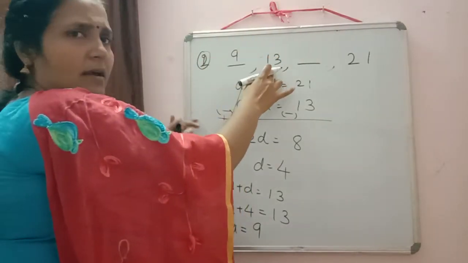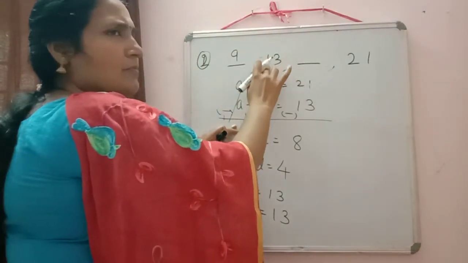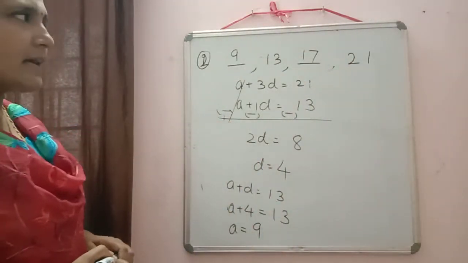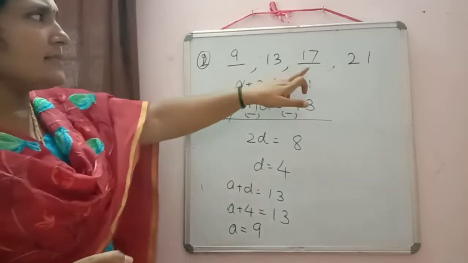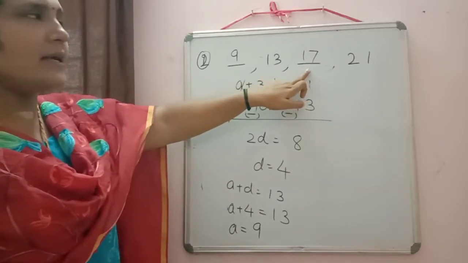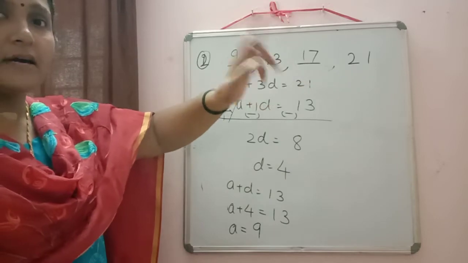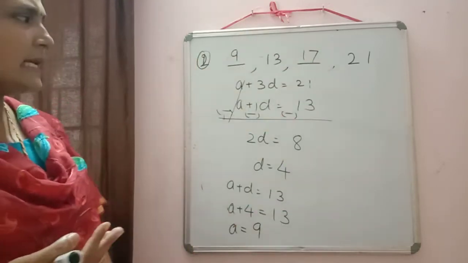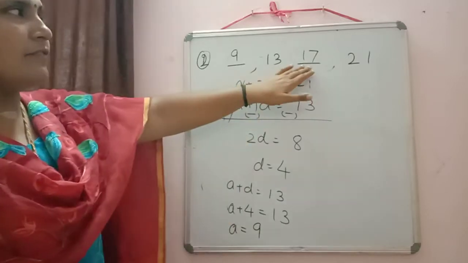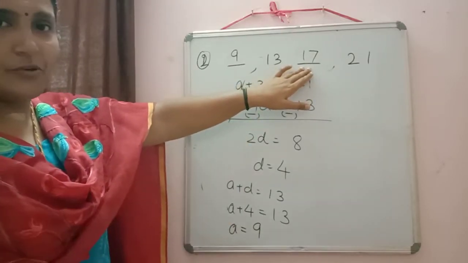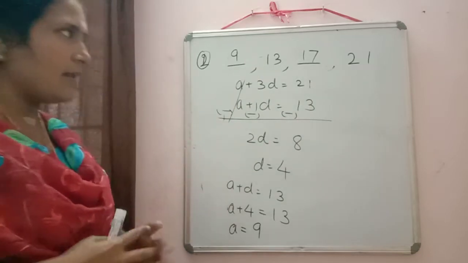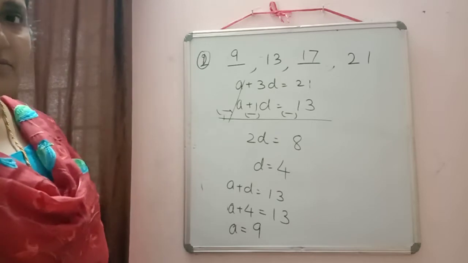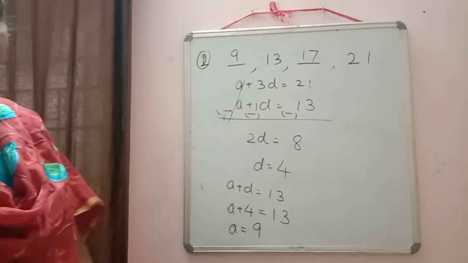9 plus 4, 13. To get the next term, what we can do? 13 plus 4. 13 plus 4 is equal to 17. Or if you want, this is the third term. Third term can be calculated by using the formula a plus 2d. So it depends on you. If you want to do in this way, you can use this method, or you can use the formula. Third term is a plus 2d, and then substitute the value of a and d. So in this way we can do all the questions which are related to AP.